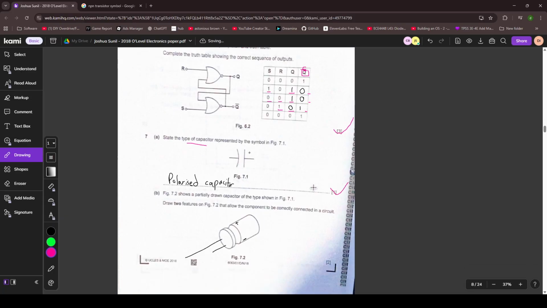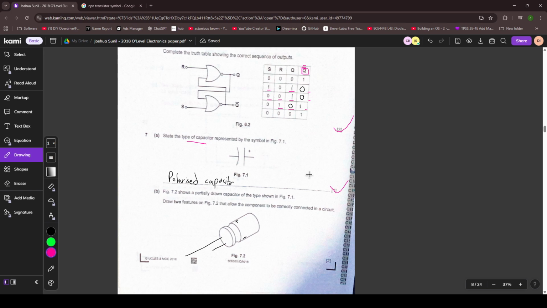I just thought of a misunderstanding. I don't think anyone is going to say electrolytic capacitor, but I don't think electrolytic capacitor is actually right, because... nothing. I'm just gonna move on. It's fine. No one's gonna get this anyway.